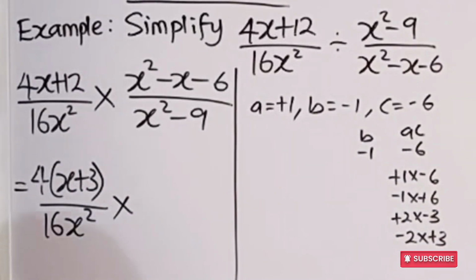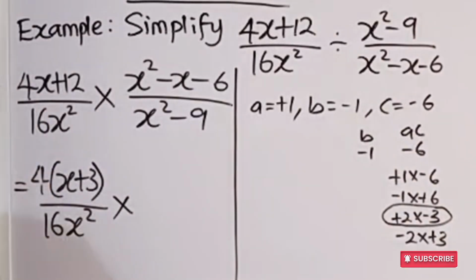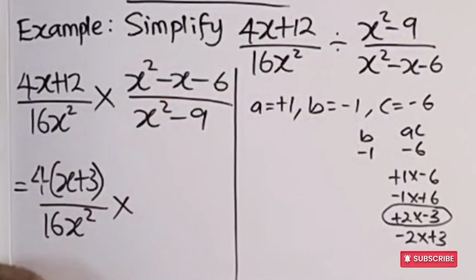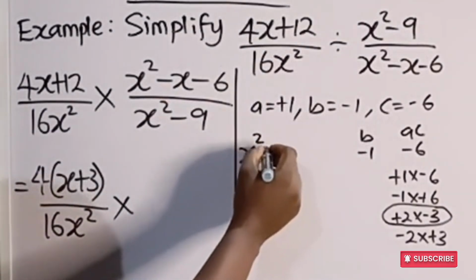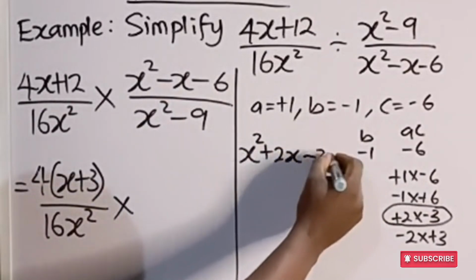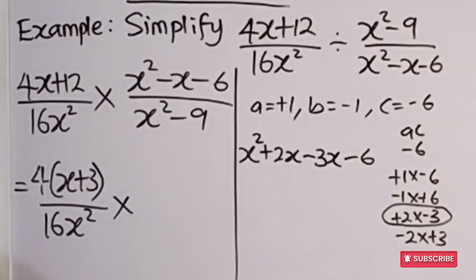But among them, only this value will add themselves to give you minus 1. Plus 2 minus 3 will give you minus 1. So we're going to use it to replace minus x. So we're going to have x squared plus 2x minus 3x minus 6. So that's what we are going to have.